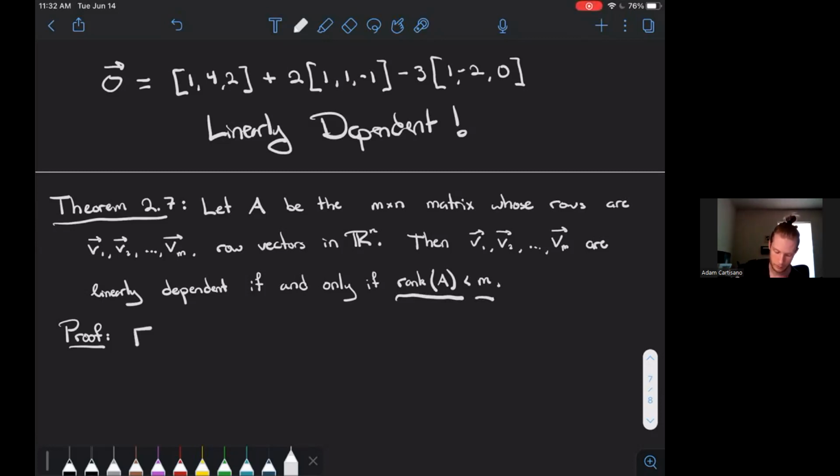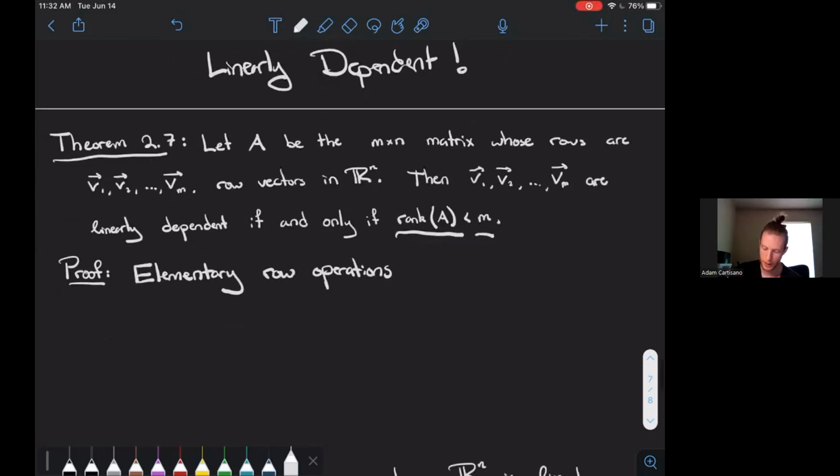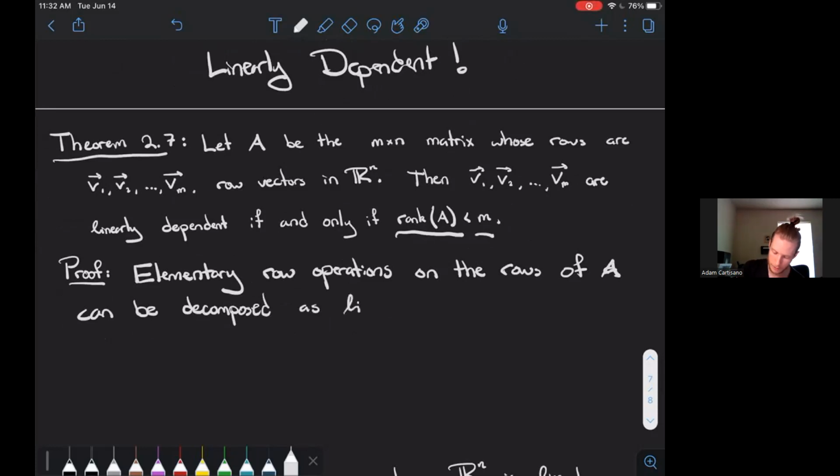Proof. The proof is an observation. Elementary row operations on the rows of A can be decomposed as linear combinations of v1 through vm. So this is observation number 1.